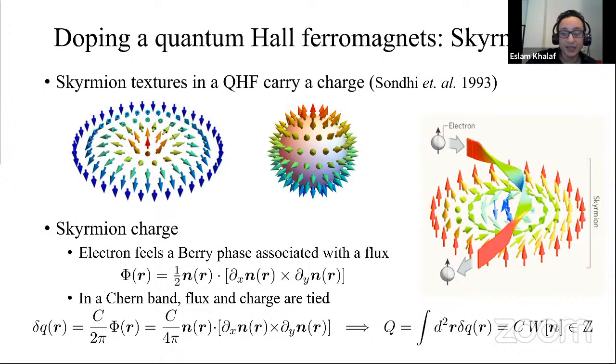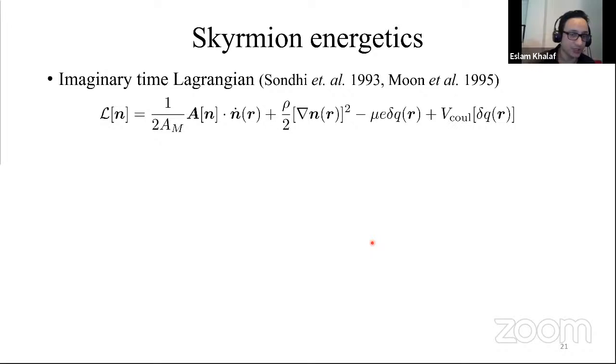So not only are these textures charged in a quantum Hall ferromagnet, they actually turn out to be the cheapest charge excitation. So we can write some kind of a field theory to describe the energetics of the system. We simply write the Lagrangian, where we have here the Berry phase term for these spins. We have here a gradient term. And we have here this term that tells us that actually skyrmions are charged.